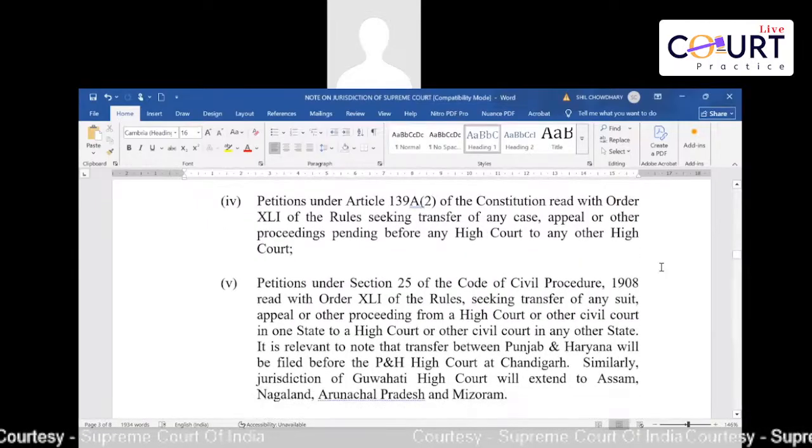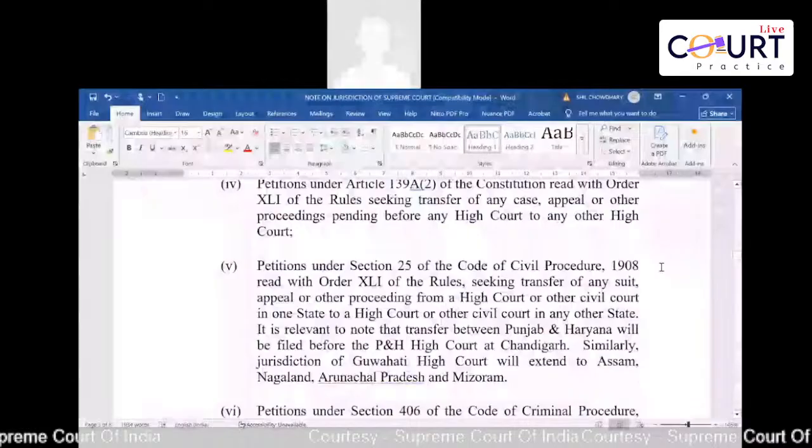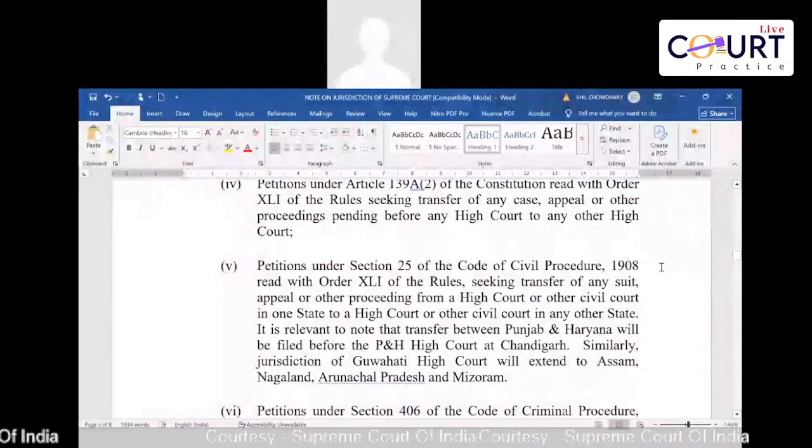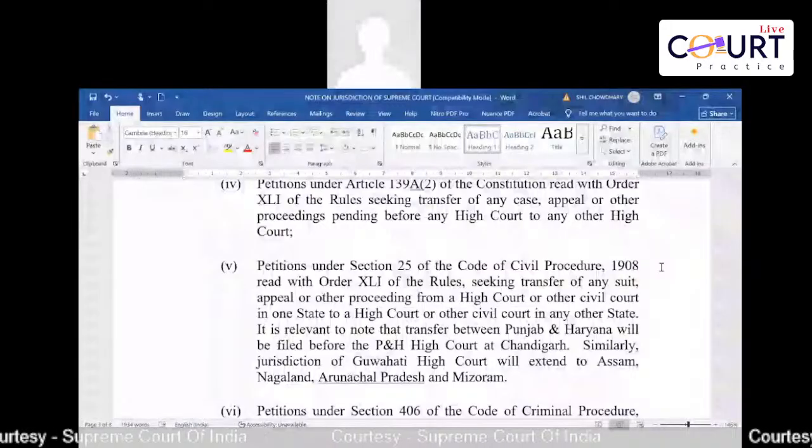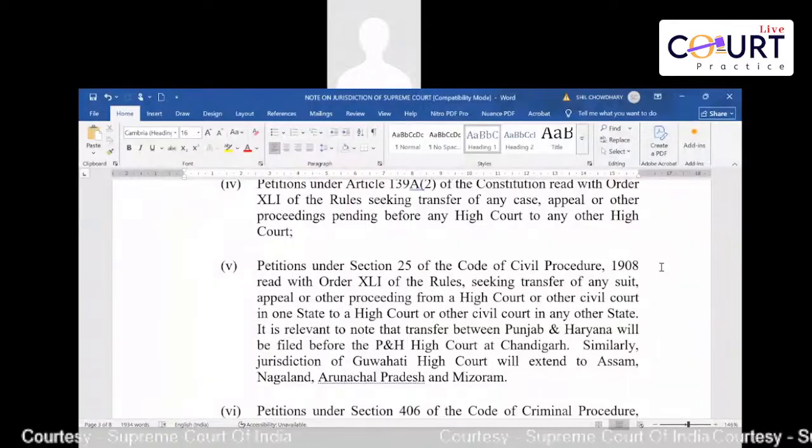The Supreme Court also exercises jurisdiction under Section 25 of the Code of Civil Procedure, read with Order 41, for transfer of any suit, appeal, or other proceedings from a High Court or other civil court in one state to a High Court or other civil court in any other state. Now, we must have come across various cases daily where matrimonial disputes are being transferred from one state to another, from one civil court to another, from one family court of a state to another family court of a different state.